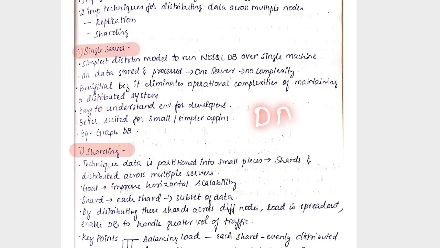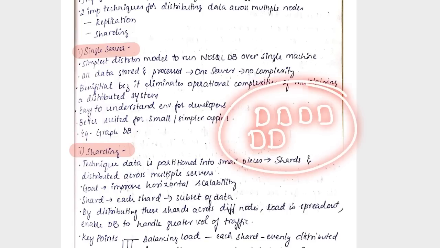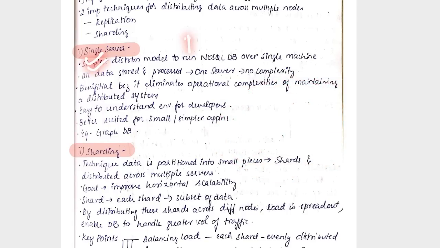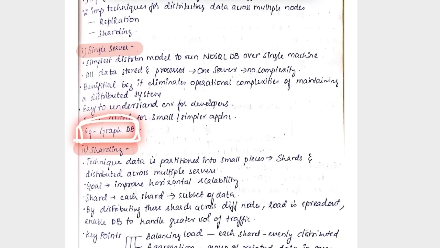When you have a distributed system, multiple clusters would be there, and maintaining all these clusters would become a major task. But when you're talking about single server, there is only one server, so it is very easy to maintain, right? It is very easy to understand the environment for developers. When we have a simple storage structure, it becomes very easy for the developers to understand. It is better suited for simpler applications where you're just making use of a simple database and storing it. Graph databases are used for single server configurations because they can take full advantage of their native data models.